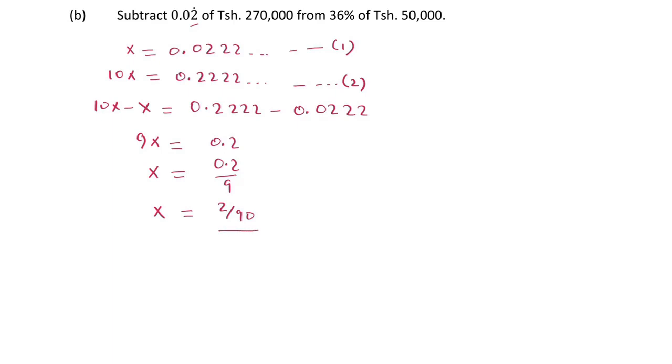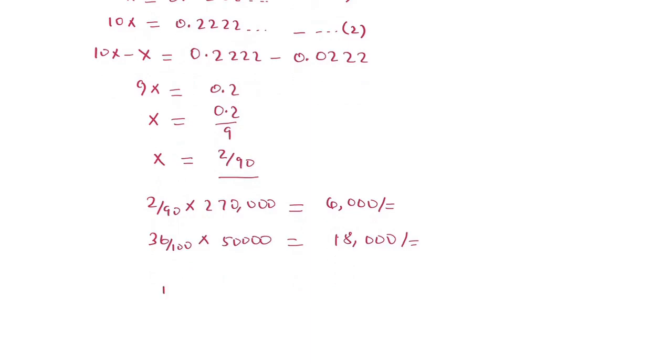Okay, so next we are going to find 2 over 90 of 270,000. Then we have 2 over 90 times 270,000, of which after solving we have Tanzania shillings 6,000. Now let us find 36% of 50,000. Taking 36 over 100 times 50,000, solving this we have Tanzania shillings 18,000. Now we take 18,000 minus 6,000, of which after solving we have 12,000 Tanzania shillings. And this is going to be our answer.